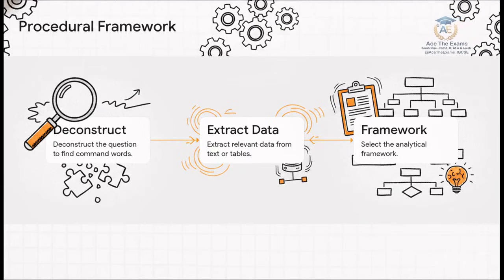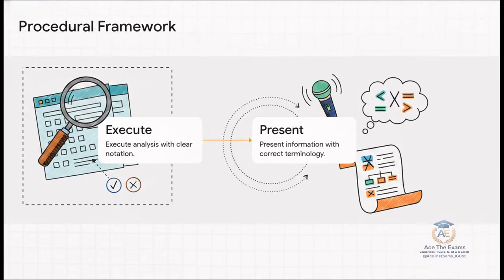You start step 1 by deconstructing the exact command words. Then extract the relevant scenario data. Finally, select the proper analytical framework. You have to actively decide if this is a visual checking problem, double data entry, or maybe a combination of both. From there, you've got to execute your analysis with absolute clarity, showing every single comparison step. And crucially, you must present it with strict academic terminology. We really need to stop calling it looking for mistakes and start calling it identifying transcription errors. It makes a huge difference.